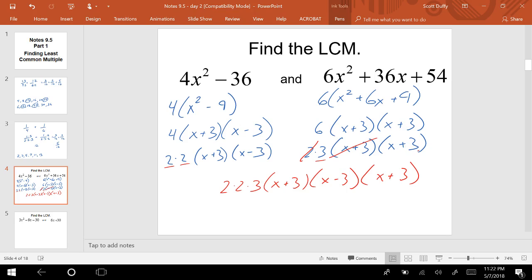Finally, you put these together. 2 times 2 times 3 is 12. And then x plus 3 times x plus 3. Anything times itself is squared. And then we're multiplying by x minus 3. Now I realize that might be kind of weird when we get down to this point. That's why we're going to do some more practice with this.